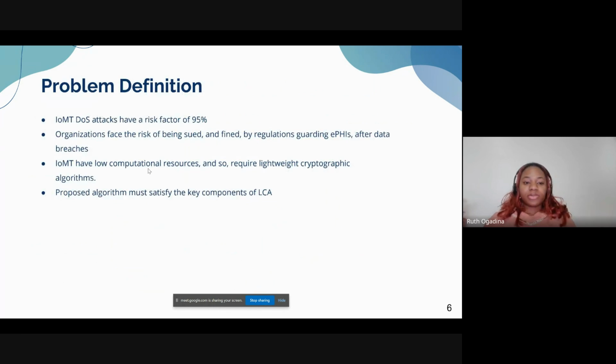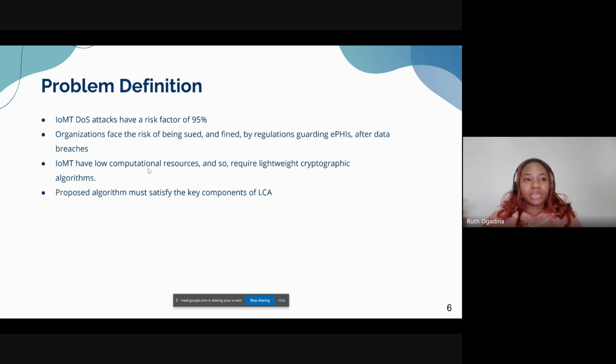So I would like to talk about my problem definition now. As I mentioned earlier, it's very important to make sure that IoMT devices are secure. And currently, the possibility of an IoMT device being susceptible to a denial of service attack is at 95%, which is very, very high.